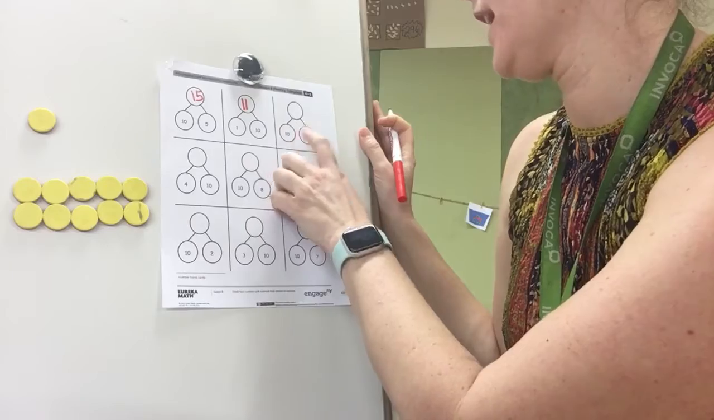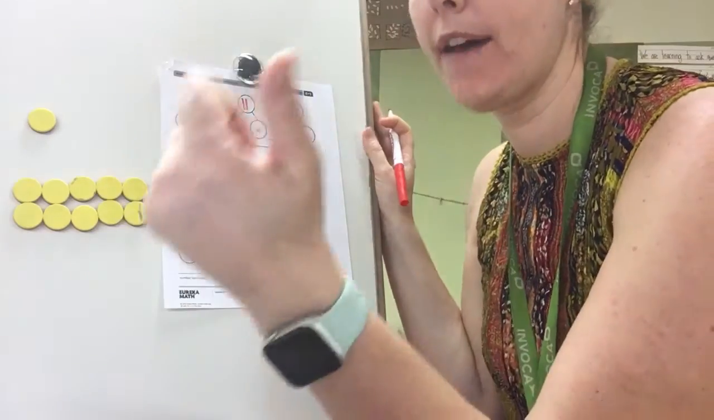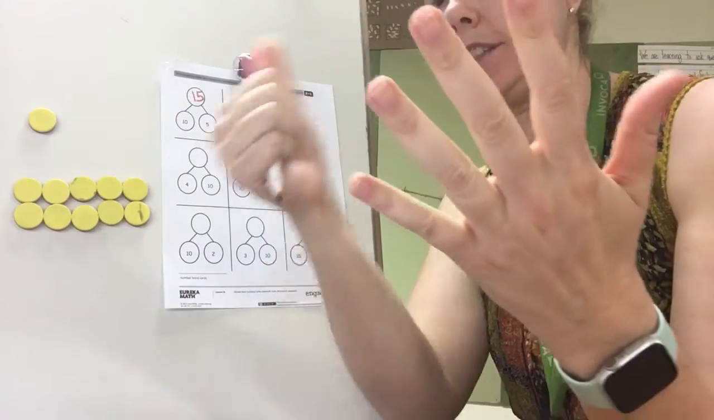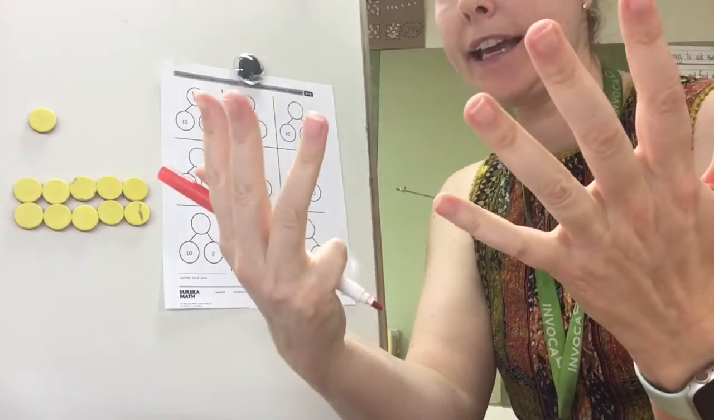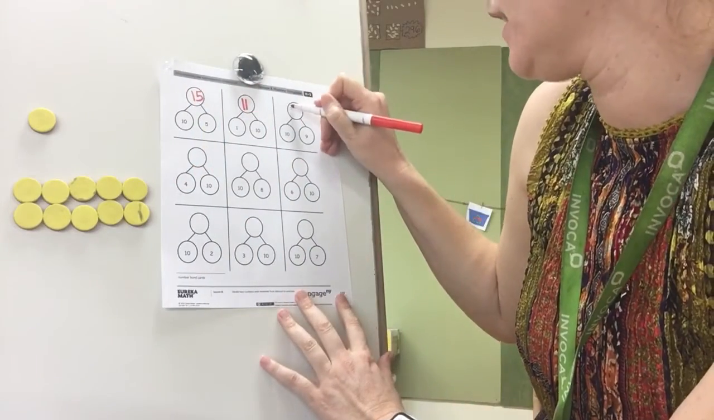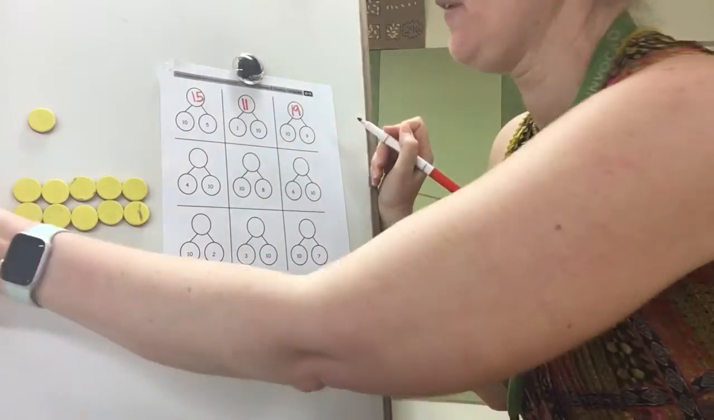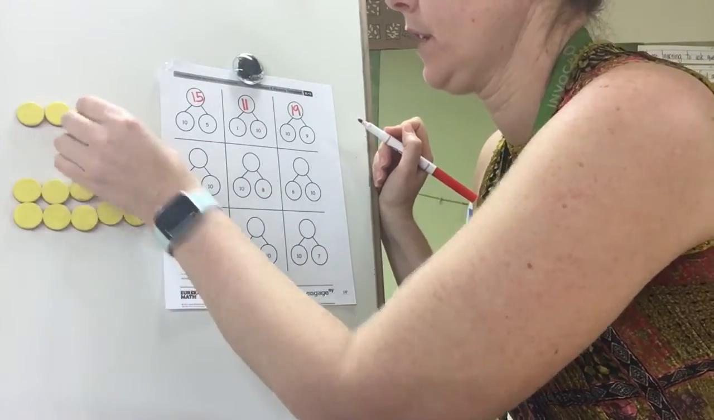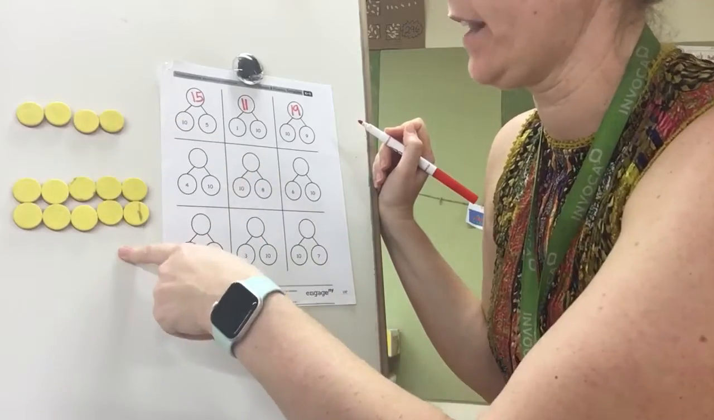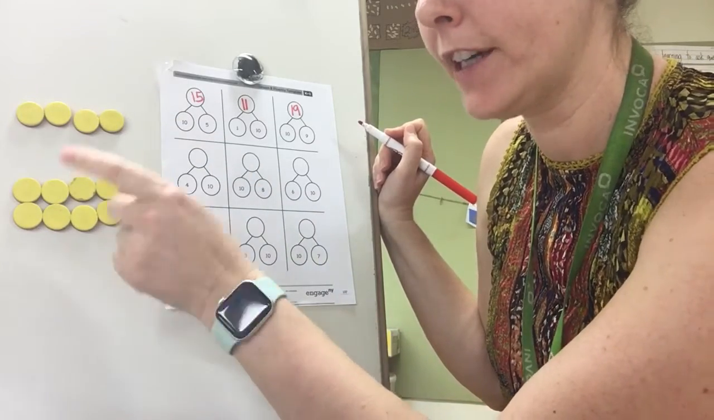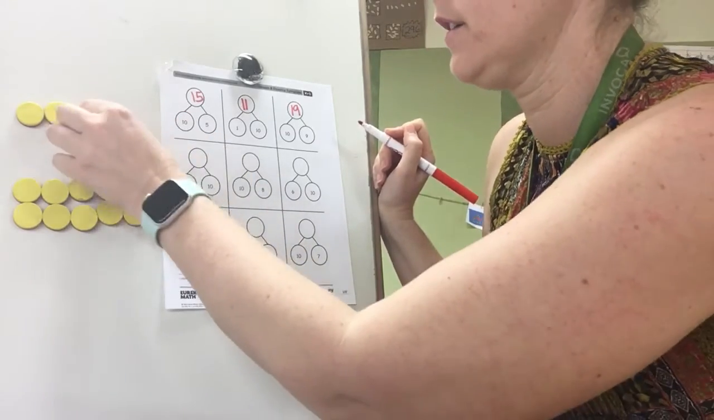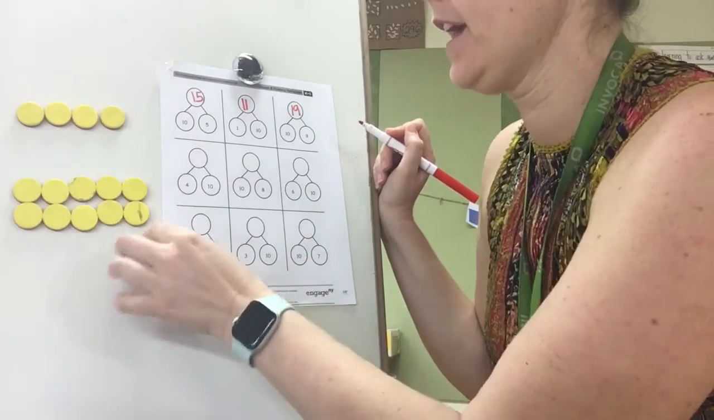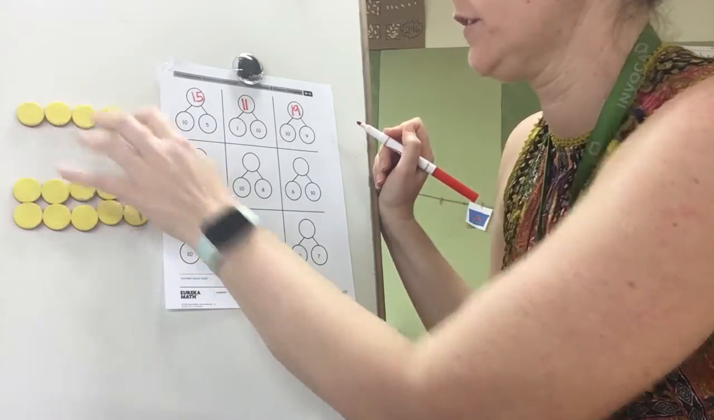Okay, the next one's 10, 9. 10, 11, 12, 13, 14, 15, 16, 17, 18, 19. 10, 9, 19. Now we have 4 and 10. 4, 10. You should say it larger part first. 10, 4. 10, 11, 12, 13, 14.